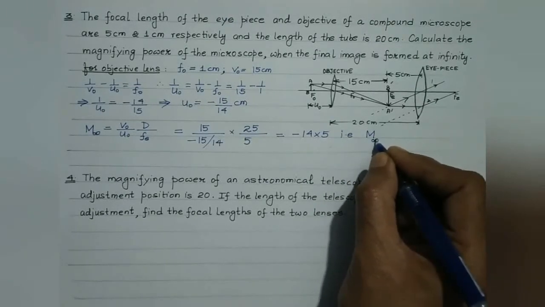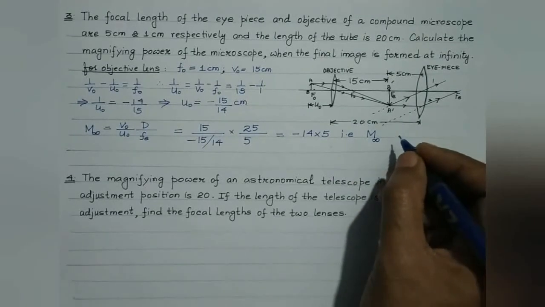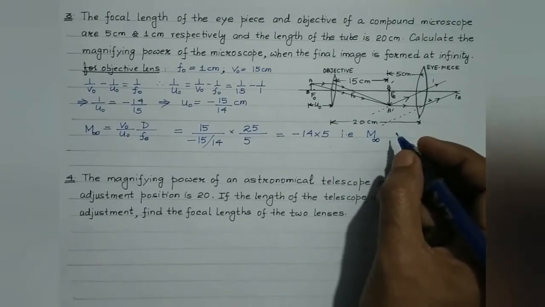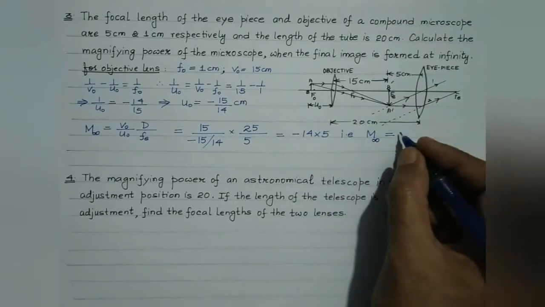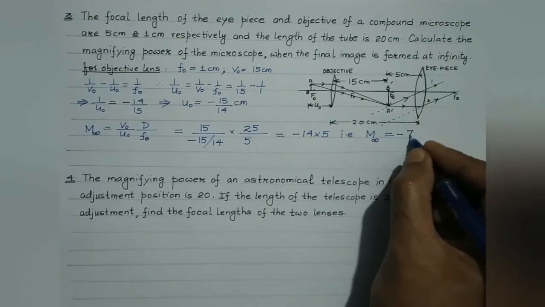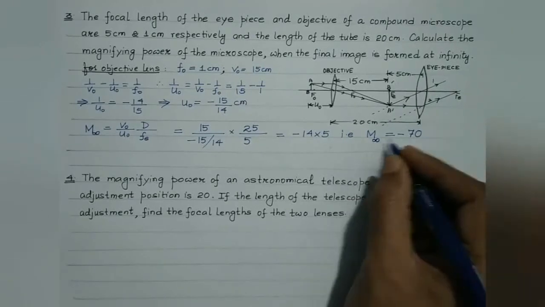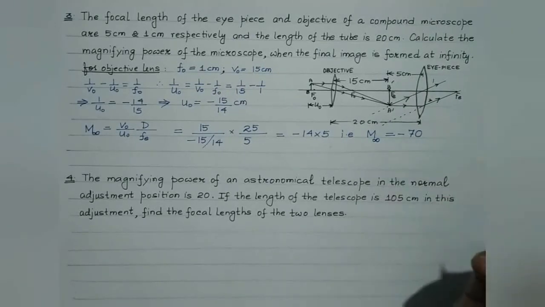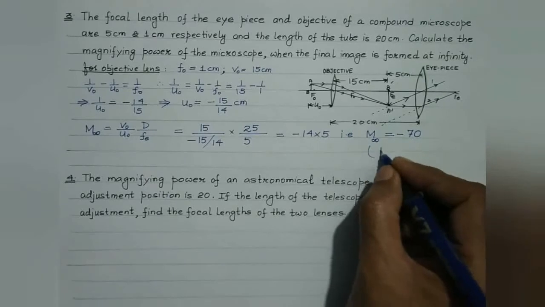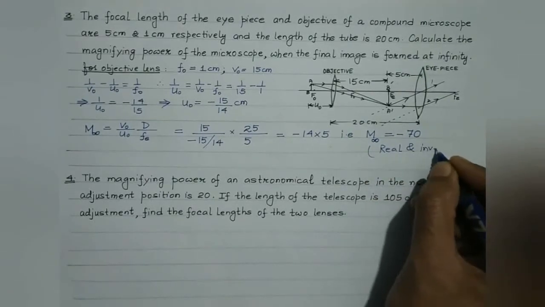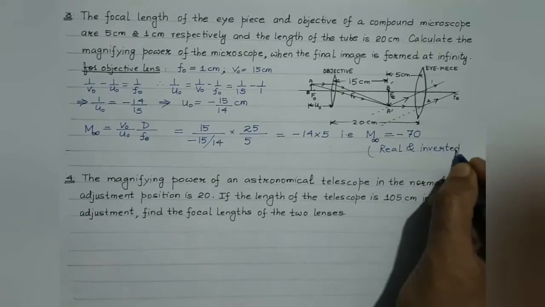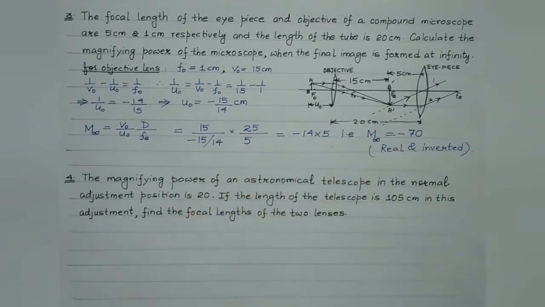That is the angular magnification, which is also known as the magnifying power of the compound microscope, when the final image is obtained at infinity. It would be minus 14 into 5, that is minus 70. And the negative sign suggests that the final image so obtained is real and inverted. So this is the solution.